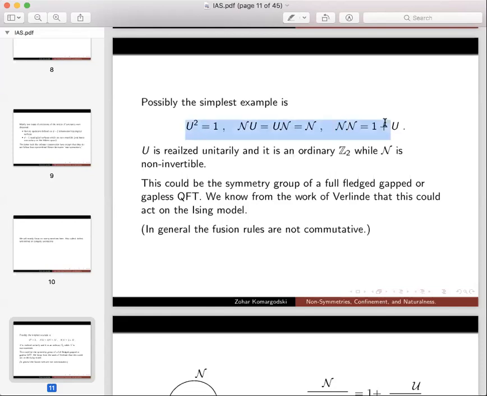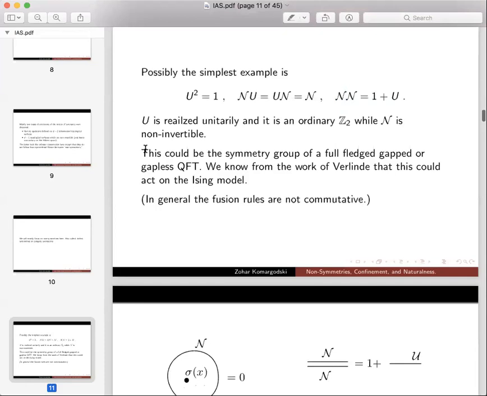So this is the simplest example. And now I'll talk about some ways to realize it on interesting physical systems. We will actually see later a gauge theory, an SU(2) gauge theory, which has exactly this symmetry. So this could be the symmetry group of a full-fledged quantum field theory, namely a whole RG flow from the UV to the infrared could obey this symmetry.